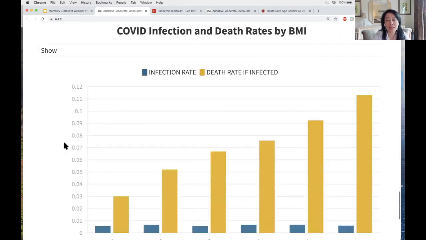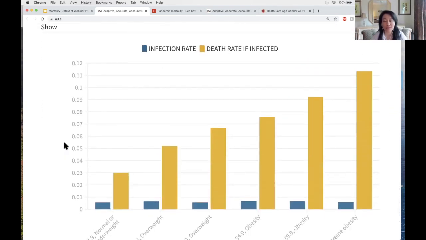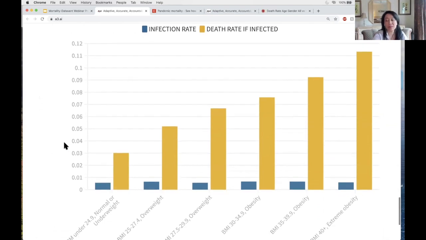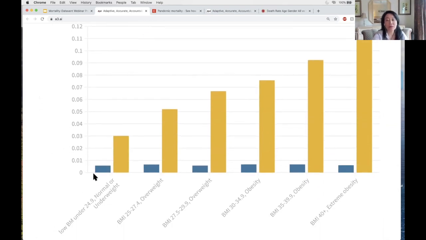Now, this last chart comes from the social data set. The BMI, interestingly, comes from our social data. As you can see, the blue bars are the COVID infection rate, which is about the same regardless of BMI, yet the mortality rate significantly increases as the BMI goes up. So I'm going back to the presentation.